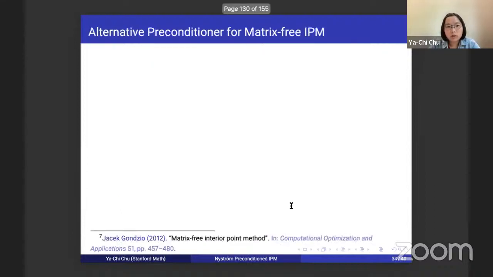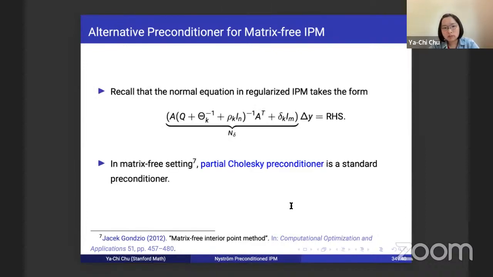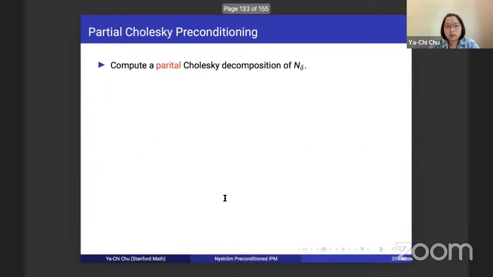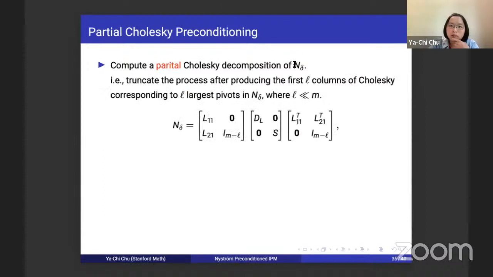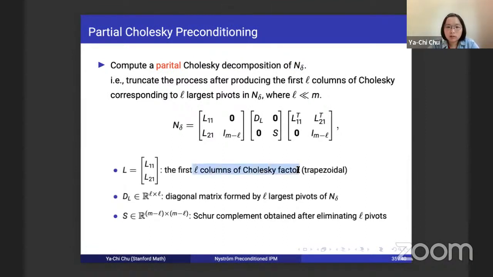Okay, so the former example demonstrates the effectiveness of the Nystrom preconditioner in the IPM setting. We now try to compare with other preconditioners in matrix-free IPM. One standard preconditioner is partial Cholesky, which means we don't do the full Cholesky factorization of the matrix N delta. We only do L steps of it, so we get L columns of the Cholesky factor. After that, we have some pivots.